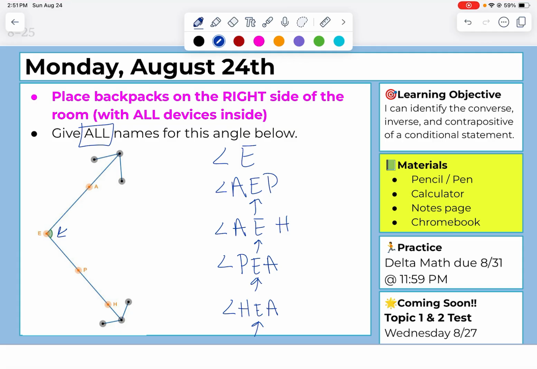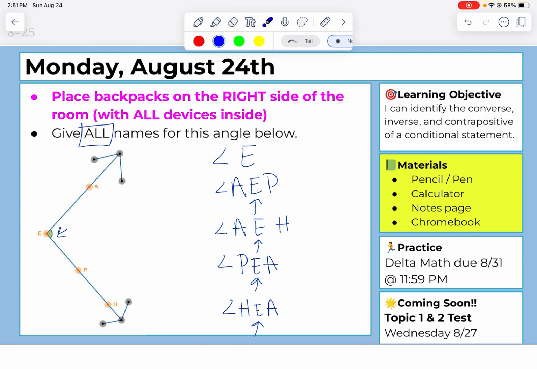This was our number one most missed on the concept check, so make sure you study it, because on Wednesday we have a test coming up. Then you did get a new Delta Math today. It has the section of the notes we're about to do before our upcoming test, so make sure we're working on this.